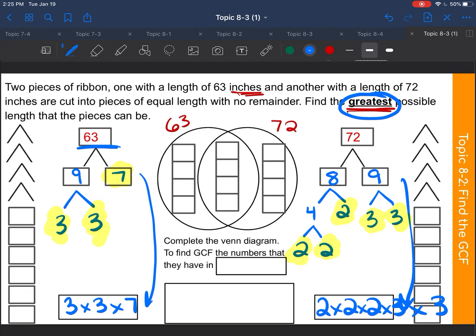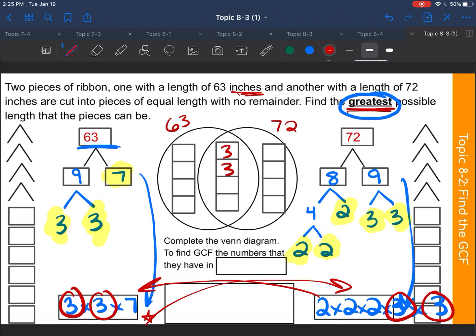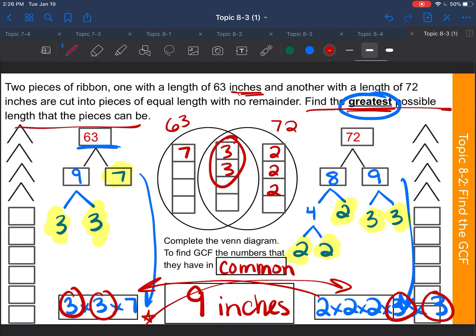So again, we want to label what they have in common. What I see that they have in common is one 3, put it there. Another 3 they have in common. And that's it, because there are no 7s on this side and no 2s on that side. So we put the 7 over here and then we fill in the 2s that way. And again, to find the GCF, we multiply the numbers they have in common. So 3 times 3 is 9. So the greatest possible length the pieces can be is 9 inches. And that's how we would solve that one.